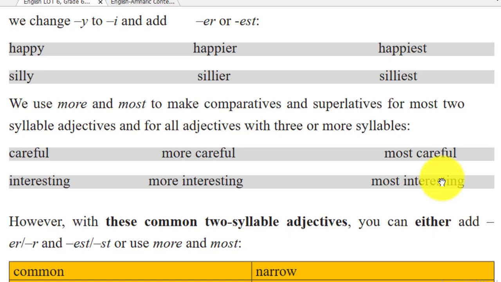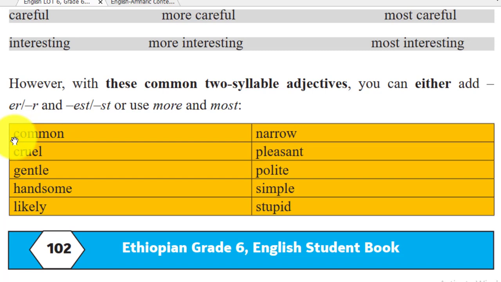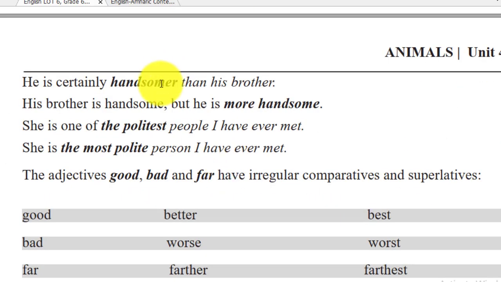Interesting: more interesting, most interesting. However, with these common two syllable adjectives, you can either add er and est or use more and most. So there are two options: adding the suffixes er, r, est, or using more and most. We can use them either way. For example, common: commoner, commonest, or more common, the most common. Look at the examples: he's certainly handsomer, with er added, or more handsome; the politest, or the most polite. Both are possible.